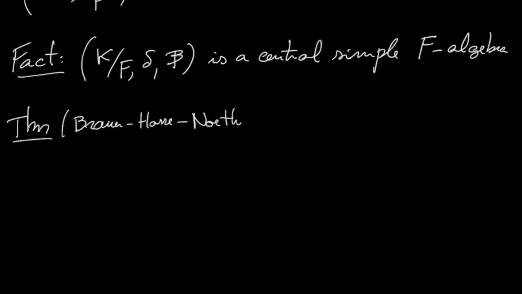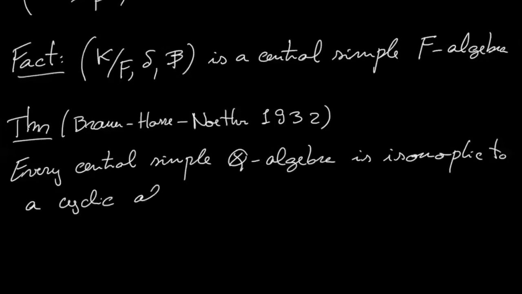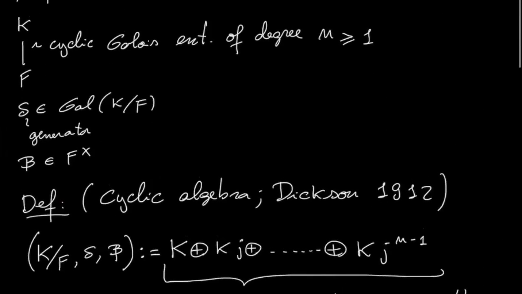Let me just mention this famous result of Brauer, Hasse, and Noether from 1932 that says that every central simple Q algebra, so if you are over the rationals, is isomorphic to a cyclic algebra. But over other fields, this is no longer true. So in fact, this class of algebras does not give us all possible central simple algebras. If you want to learn about a possible generalization of cyclic algebras, stay tuned for the next lecture.